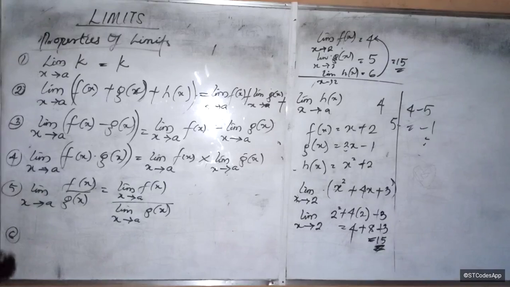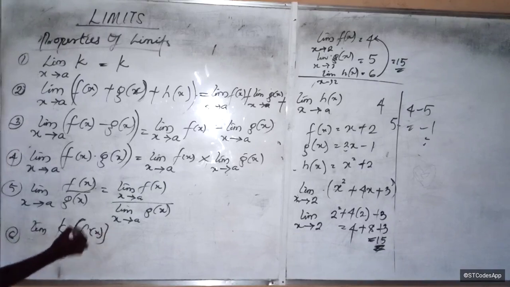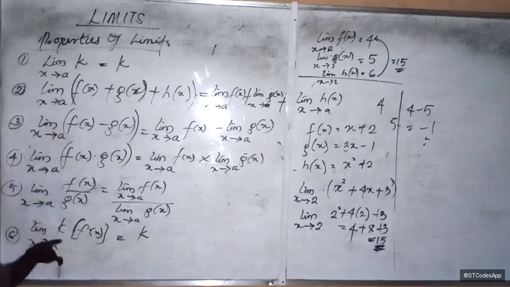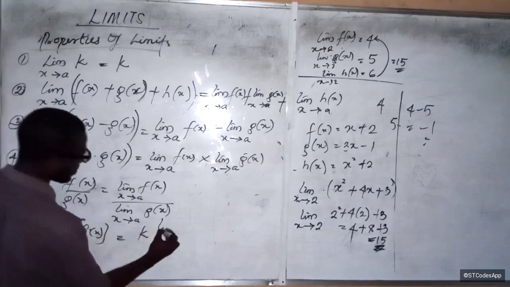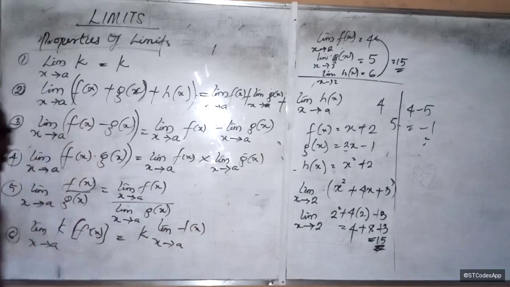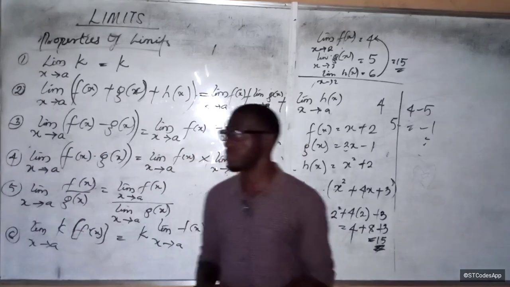The other one is that the limit of k times f of x, as x tends to a, should be equal to k, that constant, times the limit of that function alone, as x tends to a. Now these are the rules of the limits, or the properties of limits.